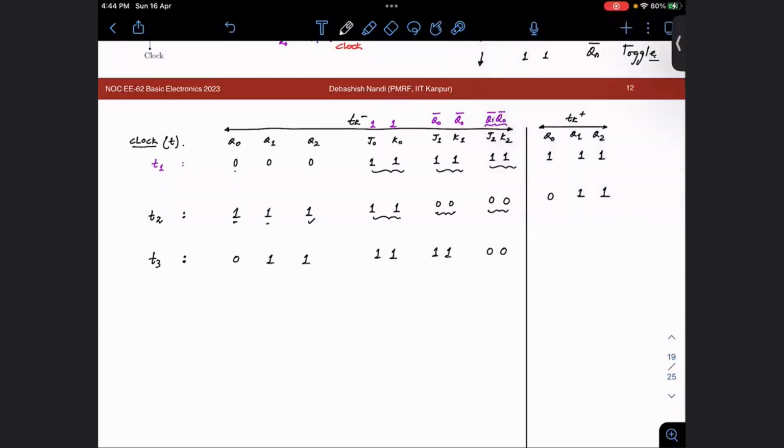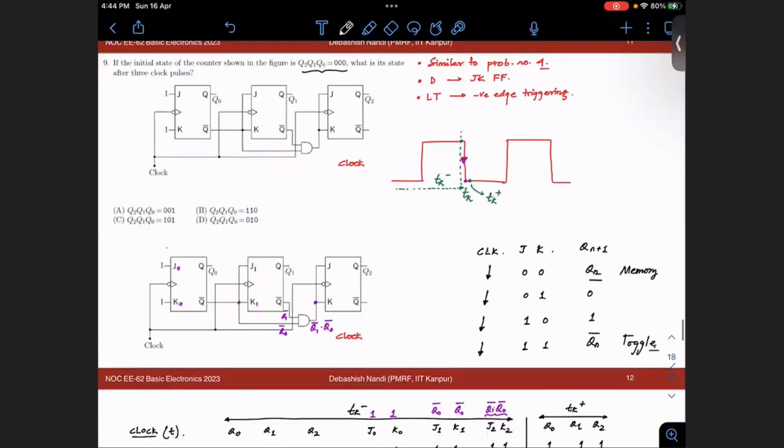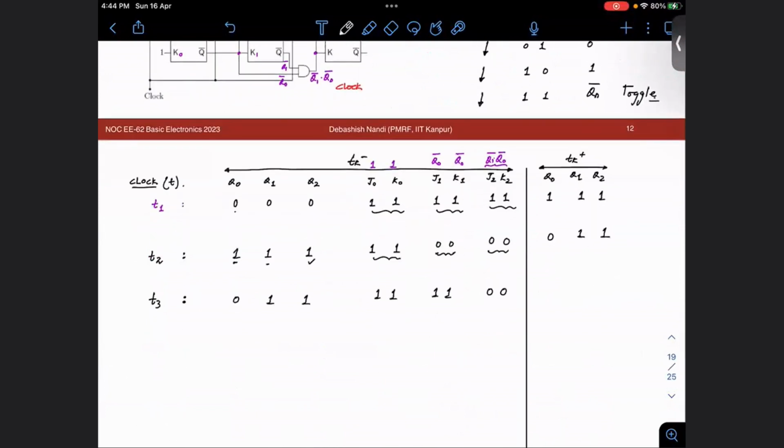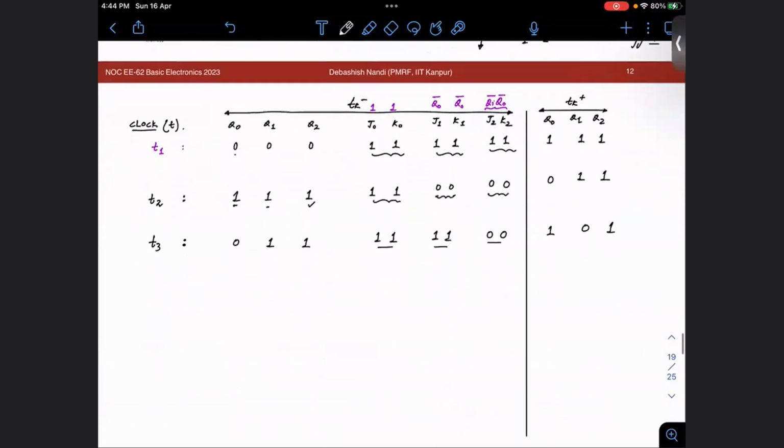Okay, again, I will repeat. So what we are discussing is question number 9. We are discussing how a JK flip-flop with negative edge triggering works. We were at the third clock pulse, right? So if it is 1, 1, then we have a toggle here. It is 1, 1, we will have a toggle here, and it is 0, so we will conserve the previous state.